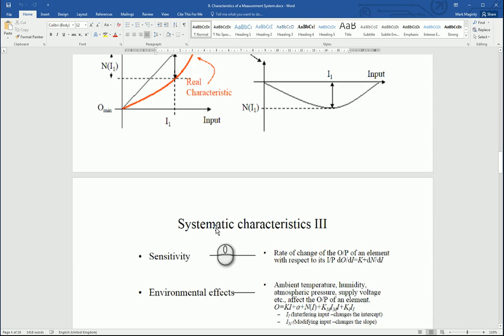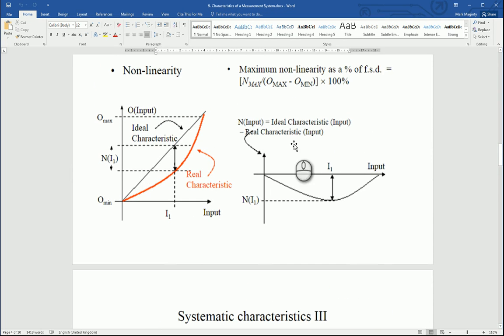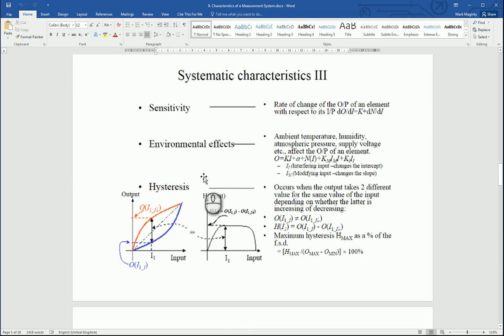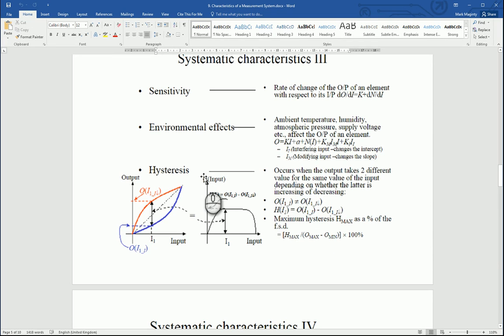which is a non-linearity. So again, we're not overly concerned about the formula or anything here about full-scale deflection or anything like that. What we're really looking to be able to do is describe what non-linearity is and maybe graph a very quick description of what non-linearity would be. Well, we've got sensitivity, which is the rate of change of the output of an element with respect to the input. Okay, so how quickly something changes is how sensitive it is.